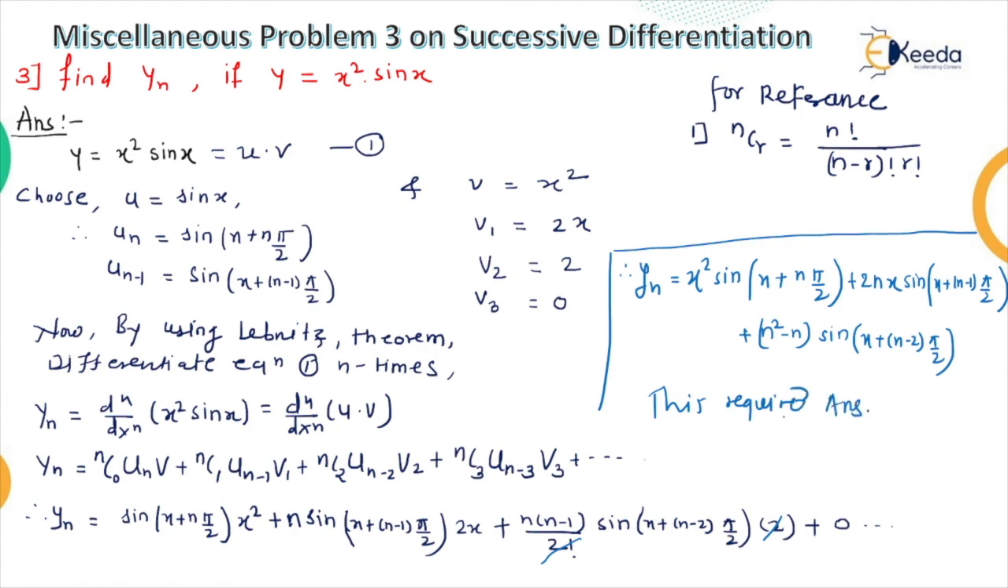So in this way you have to find the nth order derivative by using Leibniz theorem. If y is given as a function of two or more functions, means y is a product of functions, then in this way you calculate its nth order derivative of y by using Leibniz theorem. I hope this example is very easy and you have understood it, guys. Now it is sufficient for this example. Thank you guys.